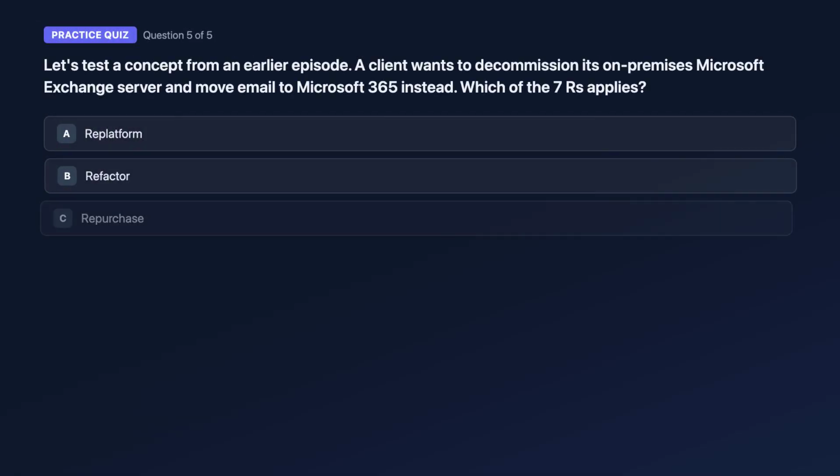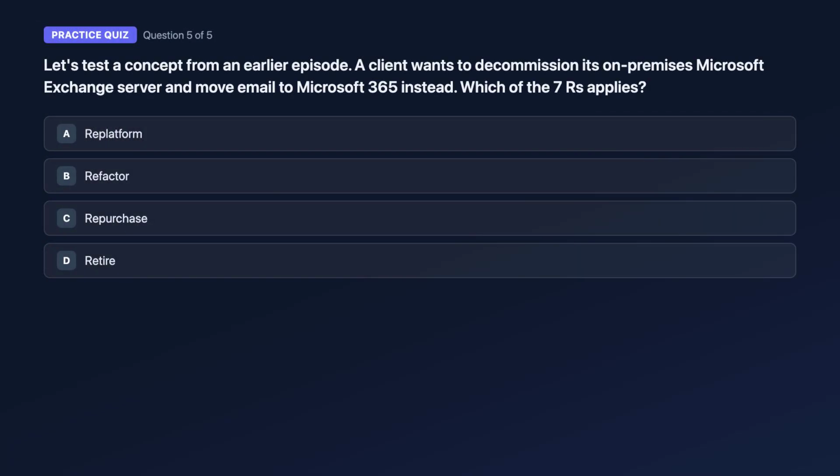Question 5, and this one tests a concept from episode 5. A client wants to decommission its on-premises Microsoft Exchange server and move email to Microsoft 365 instead. Which of the 7 R's applies? A, Replatform, B, Refactor, C, Repurchase, or D, Retire? Lock in your answer before I give it away.